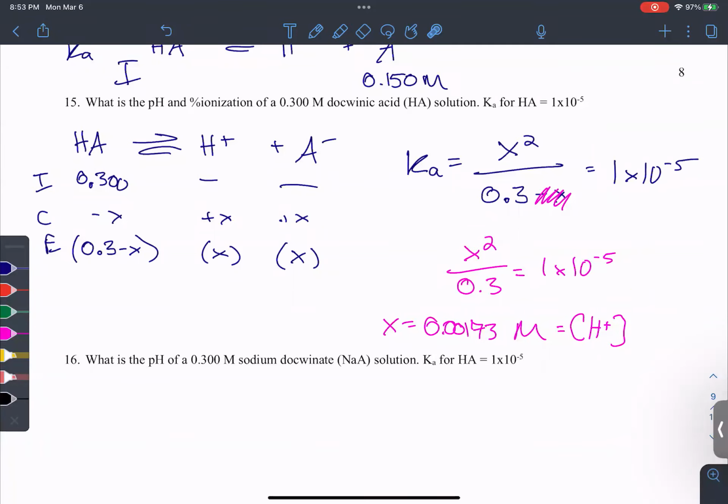Oh, I didn't get there yet. So we just calculated the pH first, okay? Well, actually, I didn't even calculate it yet. So just take that concentration and negative log it.